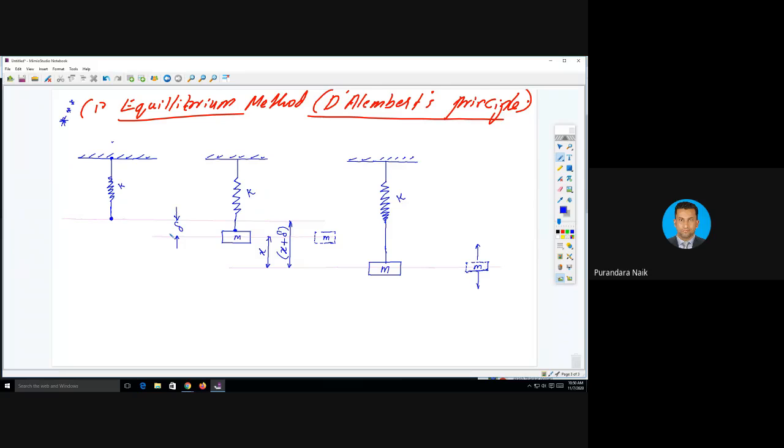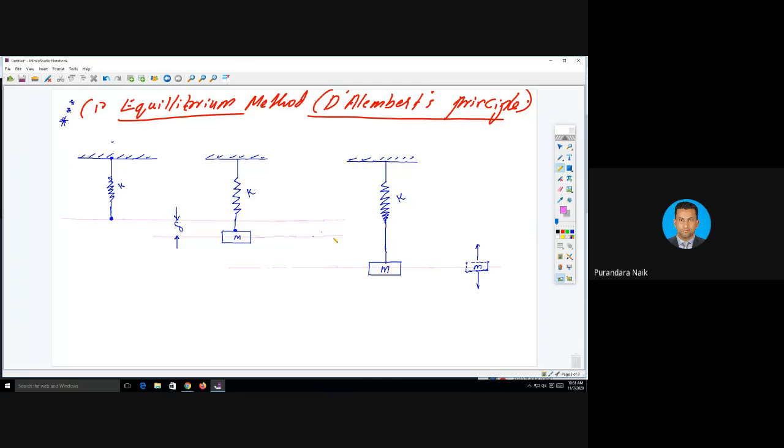Okay. Next, see here, what I'm going to do is, just a minute, I'll erase it. I'll show it here. You keep it as it is, no problem, but I'll copy this somewhere here.